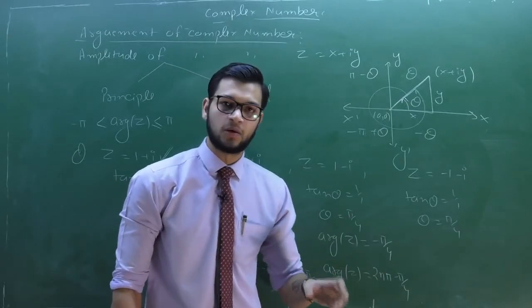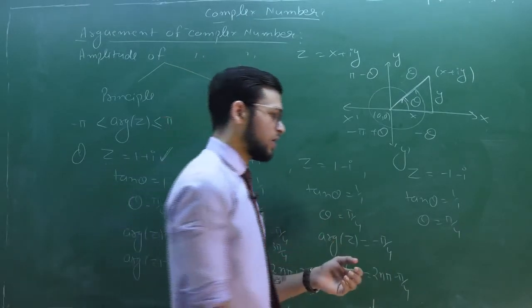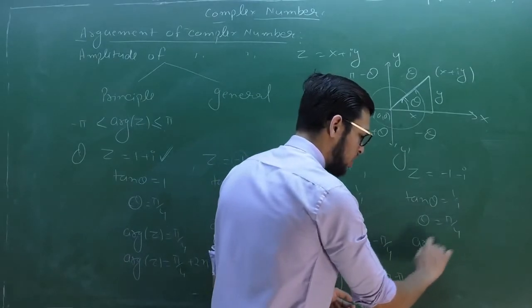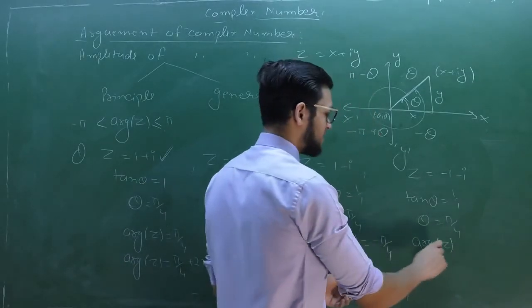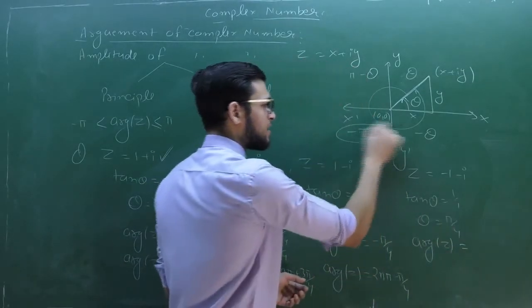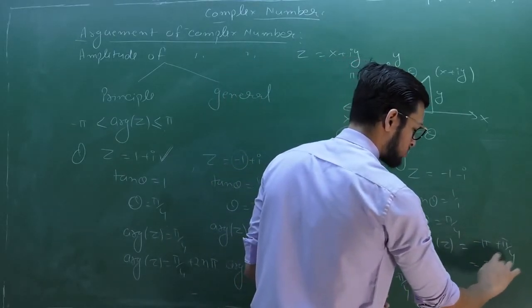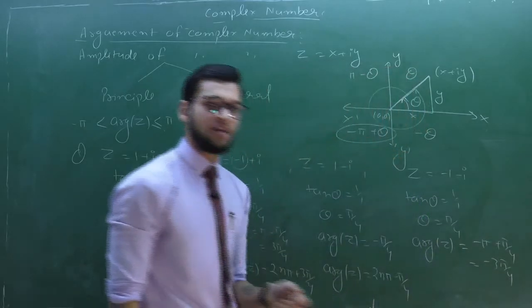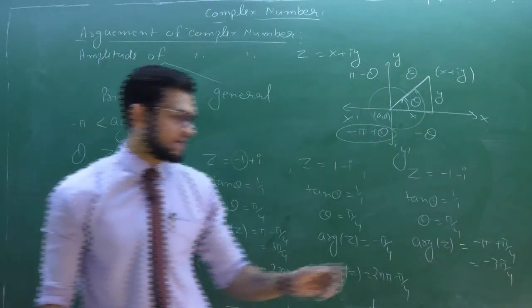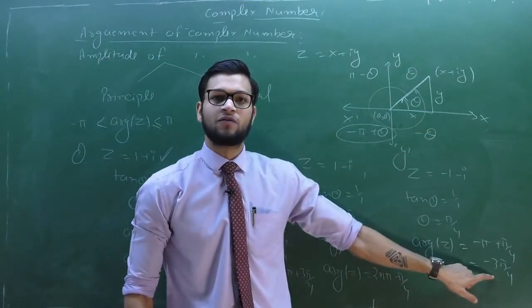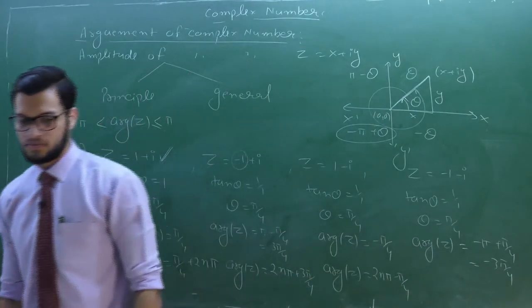Now in the fourth one we have x as negative, y also negative, or you can say the real part is negative and the imaginary part is also negative. It means the principal argument of z will definitely be minus pi plus theta, that is minus pi plus pi by 4. This will be equal to minus 3 pi by 4. Again, if you want the general argument, then we have minus 3 pi by 4 plus 2n pi.